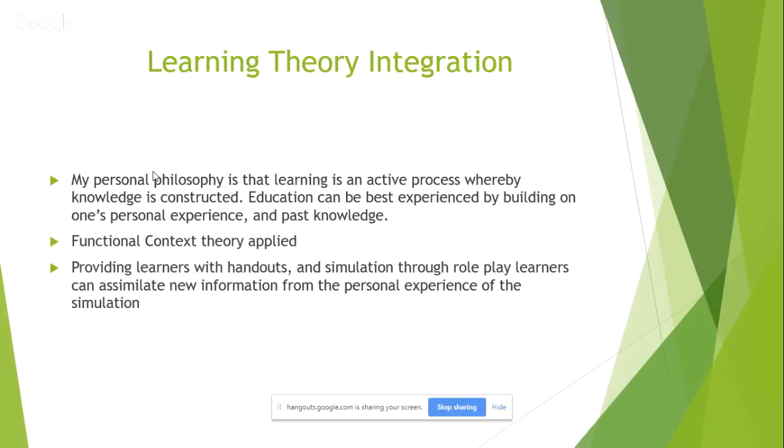Also, for the learning theory that was used, I used the functional context theory. And my philosophy of learning is that learning is an active process whereby knowledge is constructed. Education can best be experienced by building on one's personal experience and past knowledge. This is integrated with my teaching plan by providing learners with handouts and simulation through role playing, so that they can assimilate new information from personal experience.